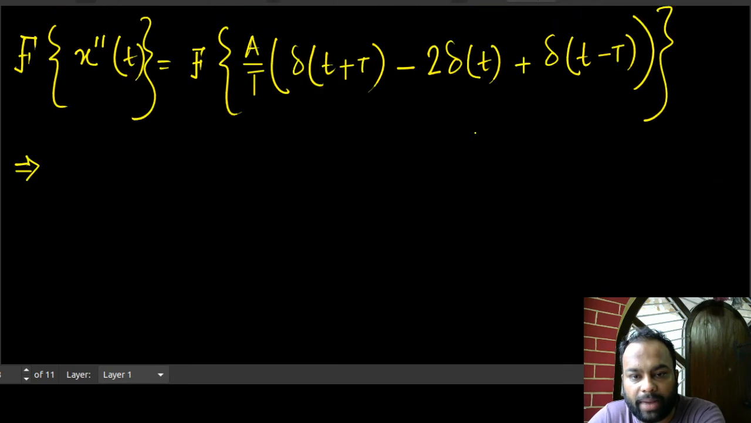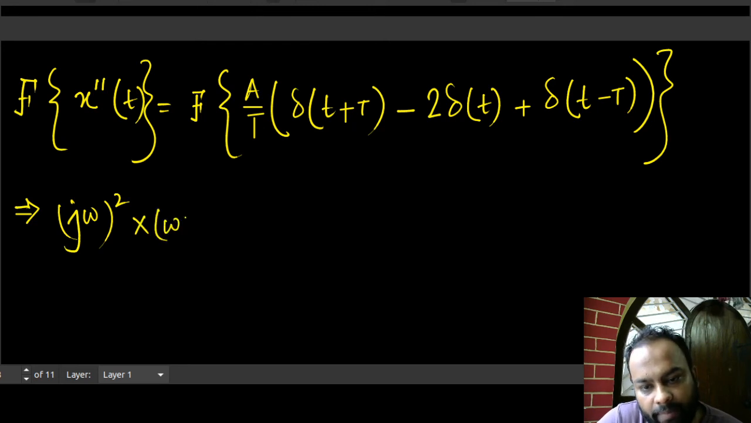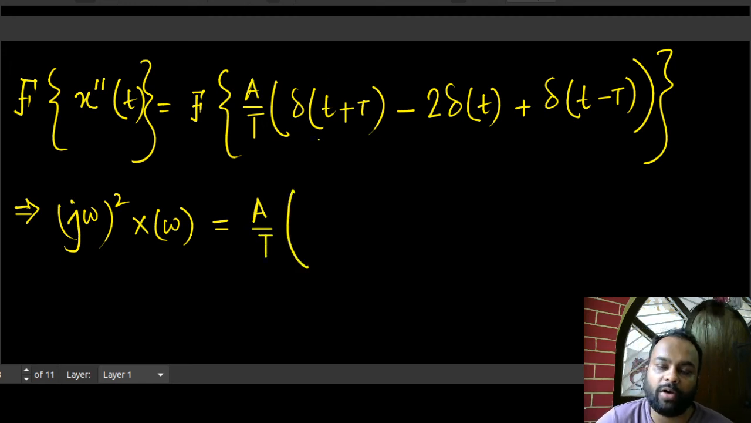So now we can come down here. This would be (j omega) whole square times X(omega), where X(omega) is the actual Fourier transform that we are looking for, right? Now, for example, a by T can go outside, but that's a constant. What is the Fourier transform of delta(t plus T)? That's e to the power j omega T.